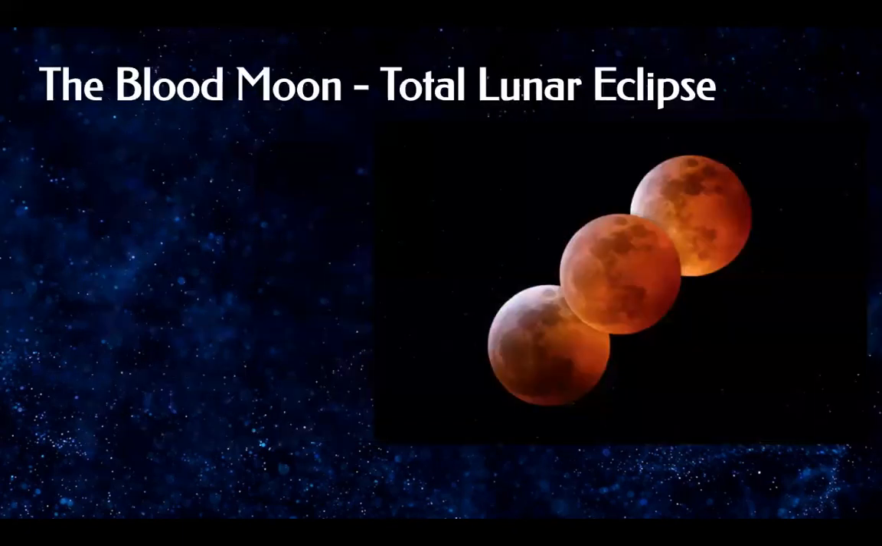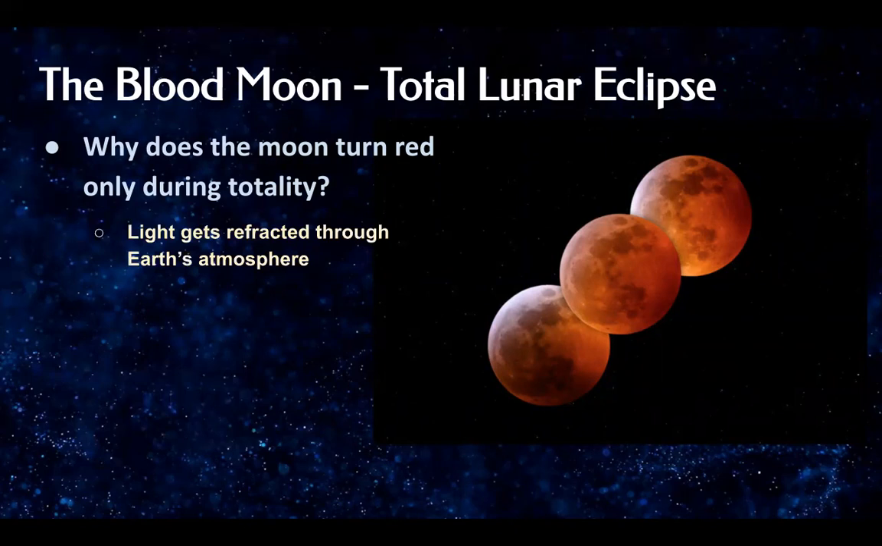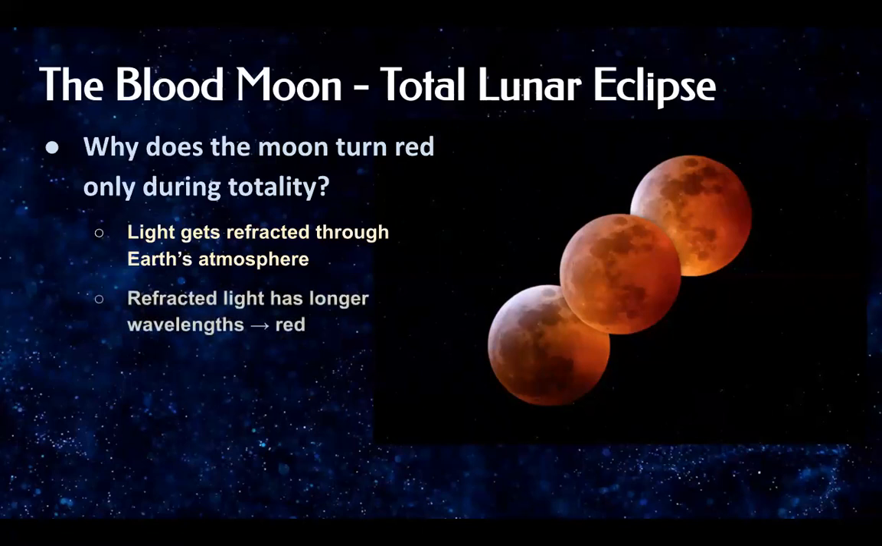The blood moon. So total lunar eclipses are also called blood moons. Why does the moon turn red during totality? Which it totally does, by the way. If you see a total lunar eclipse, it's going to start turning kind of orange and then kind of red. And there's a reason for that. Light gets refracted through Earth's atmosphere. What that means, it gets bent. And as it gets refracted and bent, it actually increases the wavelengths of the light that's passing through it, which makes it turn red. Red has a longer wavelength than blue, than green, than orange, than yellow. It actually has the longest wavelength of visible light.